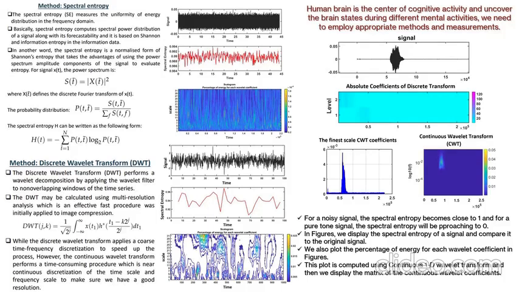Here we can see the signal x(t), and the power spectrum is given by S(f) tilde. This X tilde defines the discrete Fourier transform of the input signal. We find the probability distribution as p, and then using this probability distribution, we are going to find the spectral entropy H that can be written in the following form.